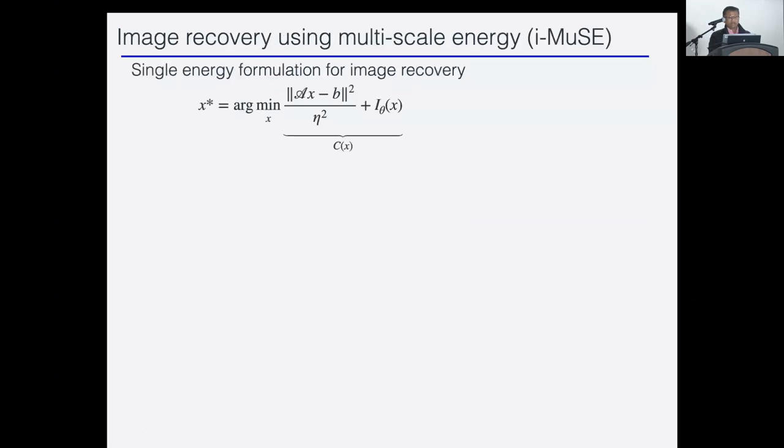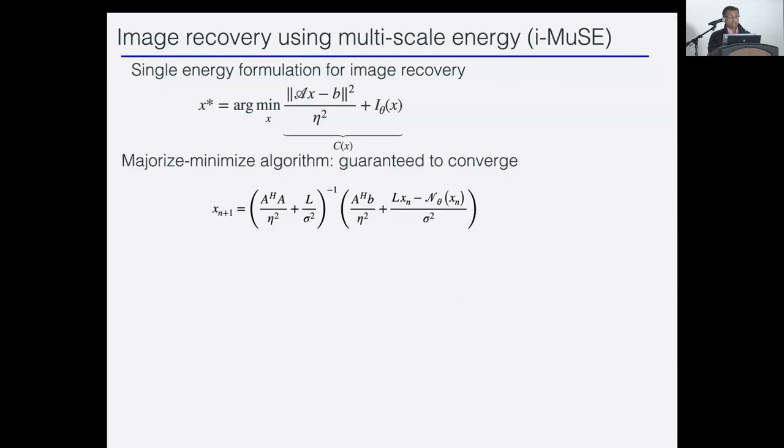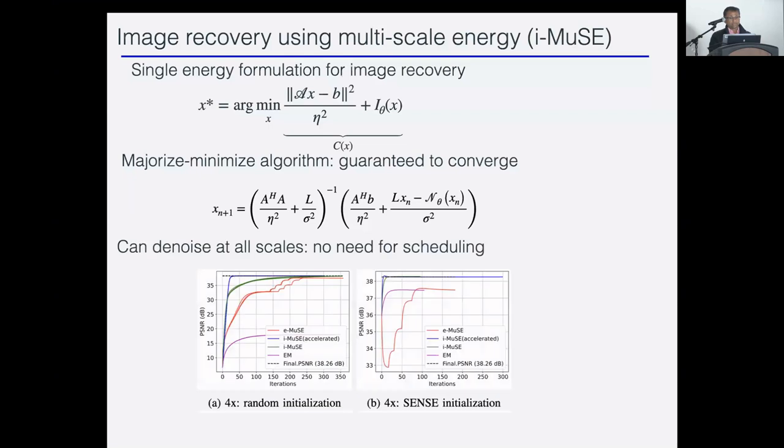We can now apply this to image recovery as shown here. You have a single energy, so you don't have to work through multiple scales, you just work at a single scale. And we can now use all the nice optimization algorithms from compressed sensing. Here we used a majorize-minimize algorithm, but you can put your favorite algorithm here. The green functions here are the MuSE versions, and we have a DPS-like extension, which is the blue one.